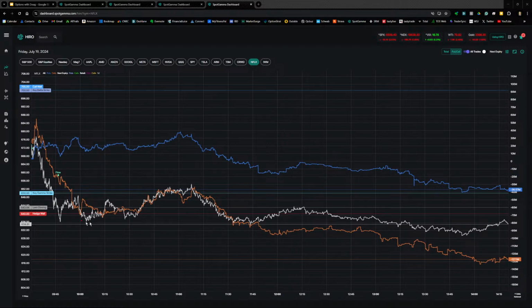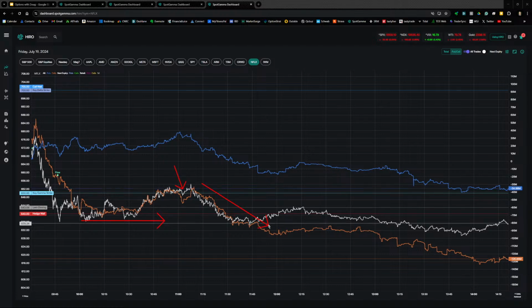Notice call sellers take the foot off the gas right around the 640 hedge wall. Price consolidates, and then right around as price moves up to the 650 key gamma strike, they start selling calls again. Now price is broken down below the 640 hedge wall, it looks like. Let's go back to Bookmap.